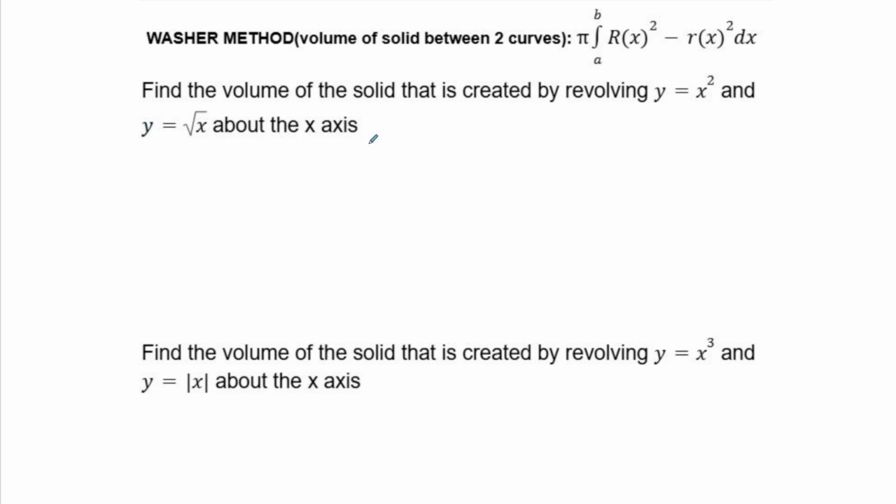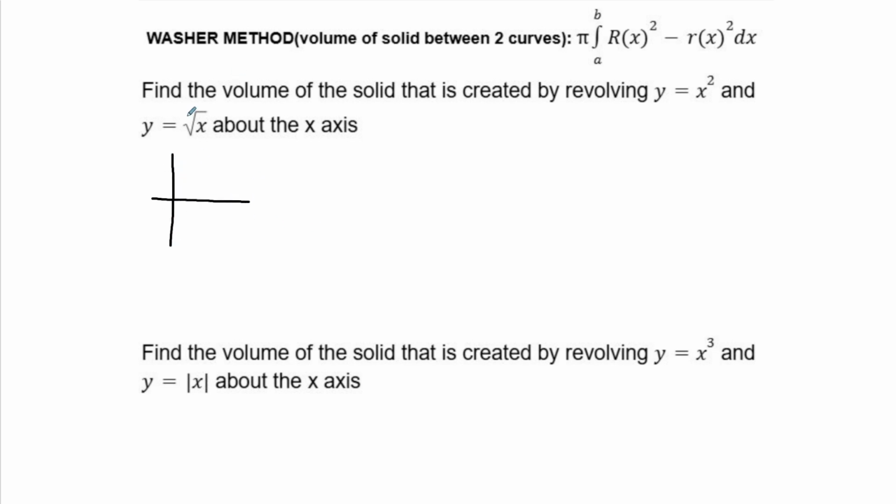Find the volume of the solid that is created by revolving y equals x squared and y equals square root x about the x-axis. So how would we solve this? Well, if R equals square root x, we're revolving about the x-axis, so we don't have to worry about anything else. You'll see that revolving about things other than the x or y axis is a little bit more challenging. So let's first draw this.